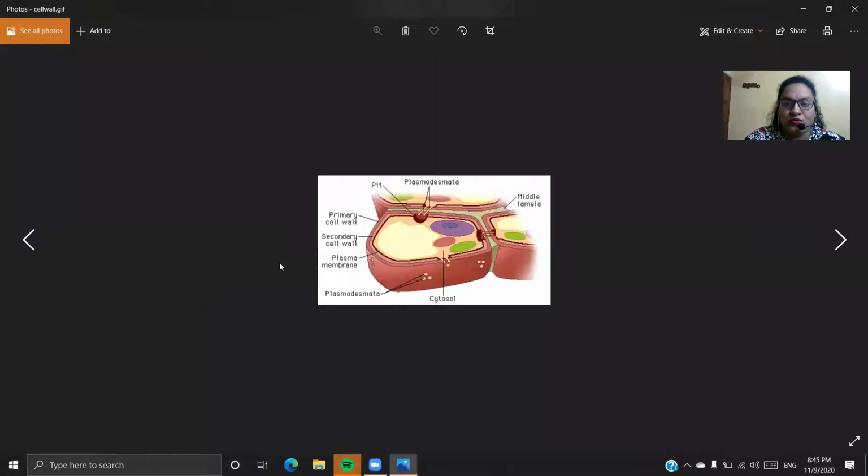So I've got this image for you children to show you what a secondary cell wall is. Usually when the cells are going to mature, you can see that the outermost layer is called the primary cell wall. The inner one that you're seeing here, the maroonish one, is the plasma membrane.